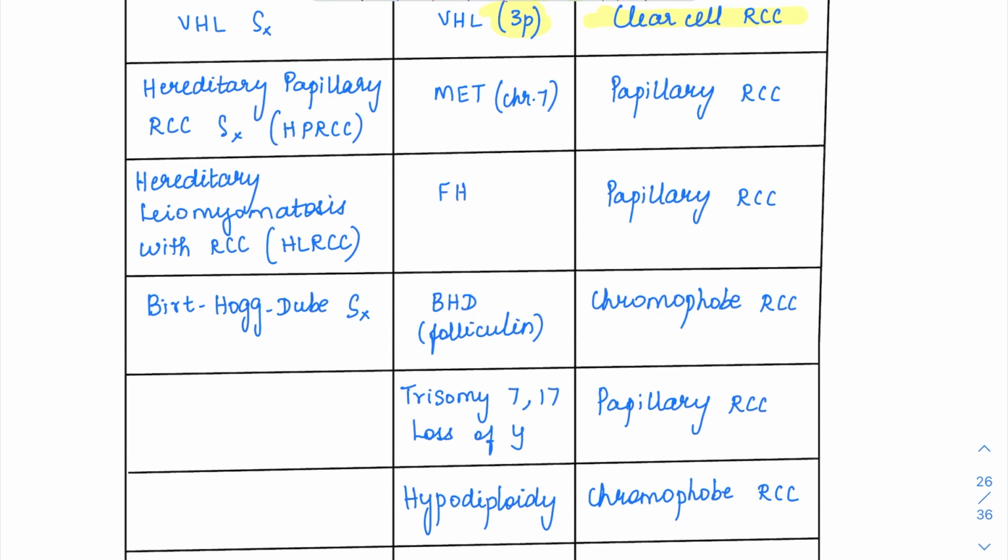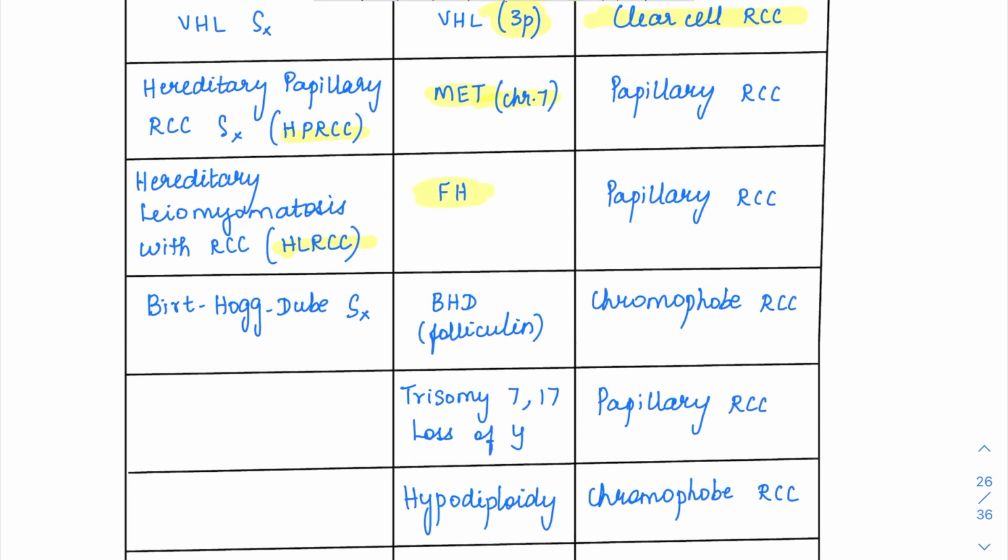Then we have hereditary papillary renal cell carcinoma syndrome. So HPRCC syndrome. Here the gene mutated will be MET. MET gene is present on chromosome 7, and here it is going to result in, as the name suggests, papillary RCC. Another syndrome associated with papillary RCC will be HLRCC syndrome, which is hereditary leiomyomatosis with RCC. So basically, the patient is going to have multiple leiomyomata throughout the body, and other than that, they are going to have papillary RCCs as well.